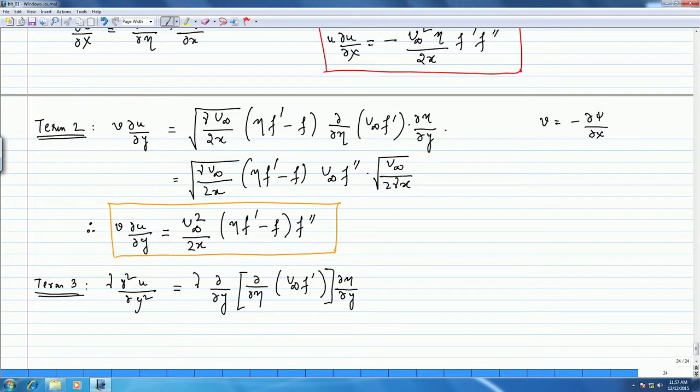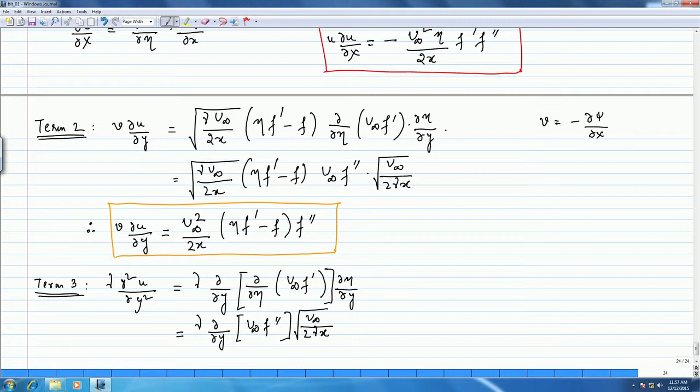Now this is equal to nu del y, and the term inside the bracket is nothing but u infinity f double dash, and del eta del y is nothing but u infinity by 2 nu x.